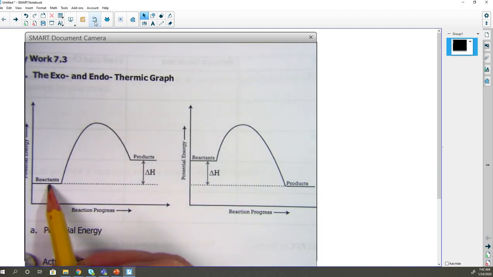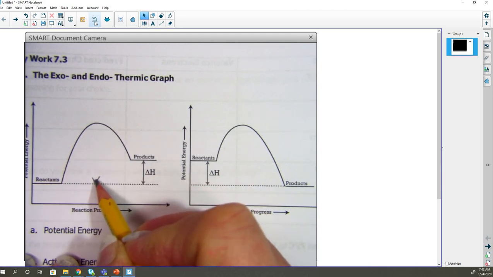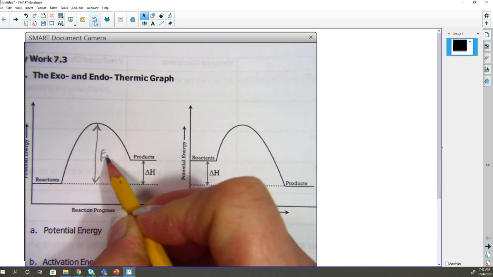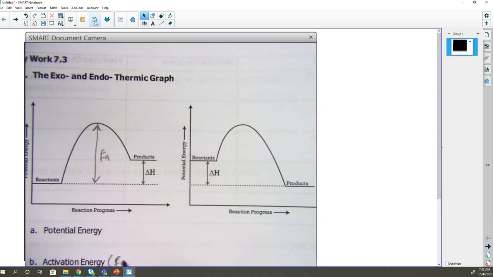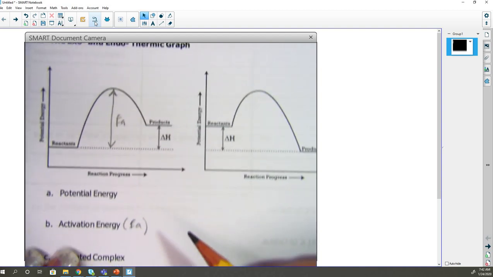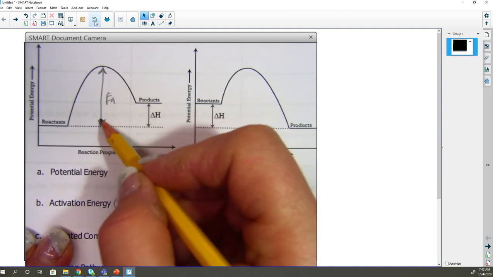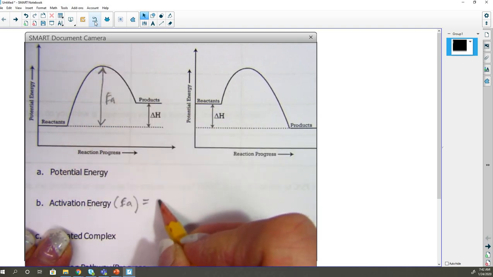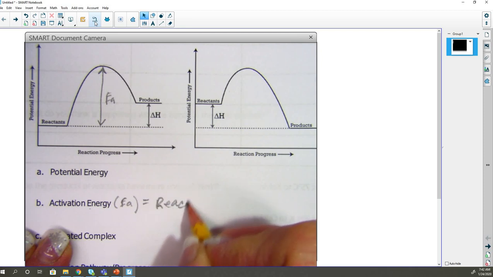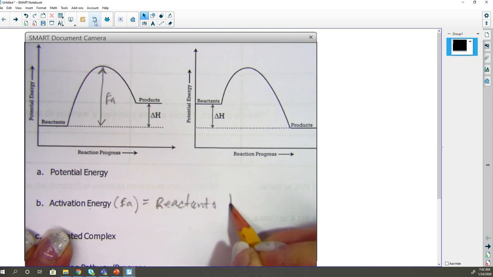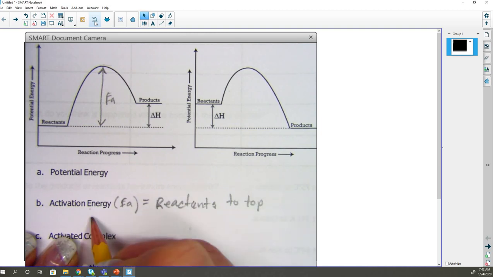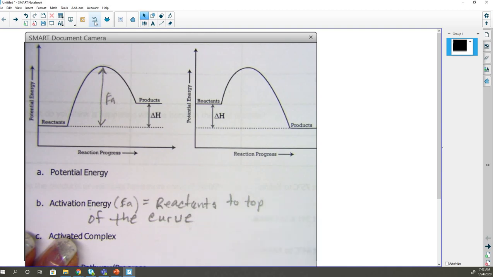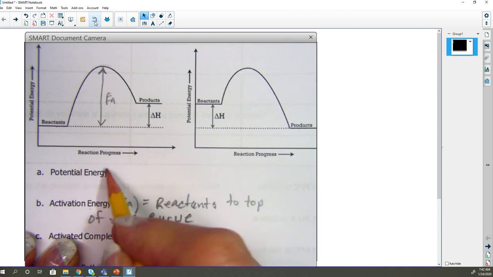okay, we start with our reactants. We need some amount of energy. This right here is known as E of A. This is our activation energy down here. Let me slide this up a little bit. That distance from the reactants to the top of the curve is known as the activation energy. So from the reactants to the top of the curve, that's our activation energy. Our potential energy is shown on the y-axis.